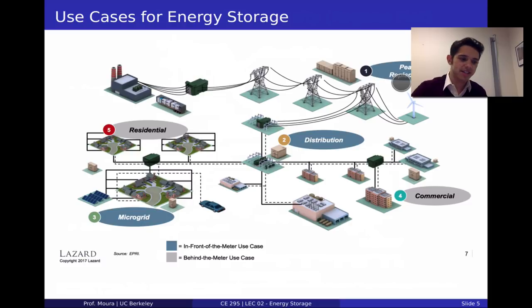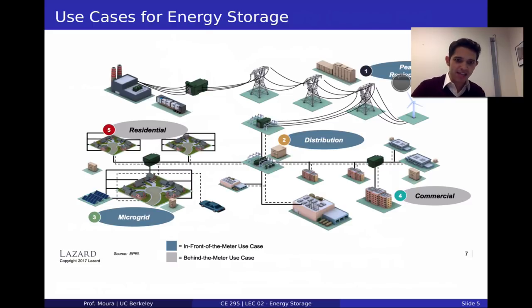And then at the highest level, we have peaker replacement. This is energy storage that's used typically just for those few times of the year that we have peak electric power consumption. This is often during the summer where it's a hot day, we have a lot of air conditioning loads, and we often have to have these natural gas-fired peaker power plants that are only dispatched a few times a year to meet these very high peak loads. These are now starting to be replaced, especially in California, with battery energy storage.